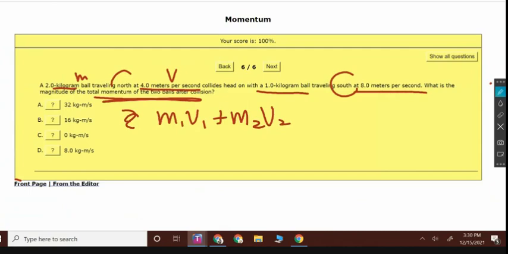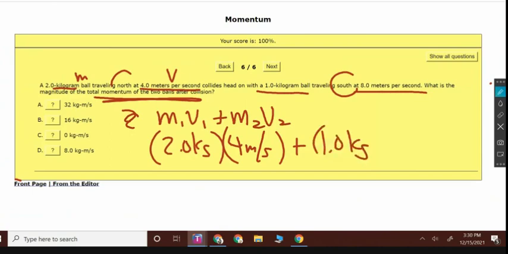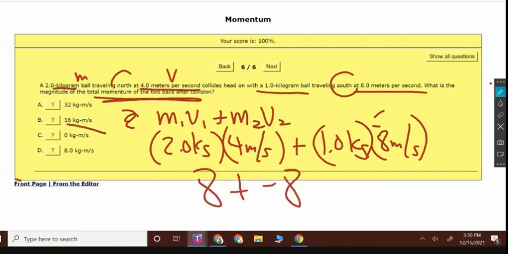So 2 kilograms moves at 4 meters per second, and that is north, plus 1 kilogram going 8 meters per second, but that's south, so I make it negative. And that's the hardest part, just remembering to put the negative in there. So this is 8 plus negative 8, 0.